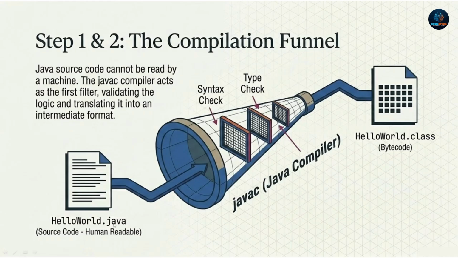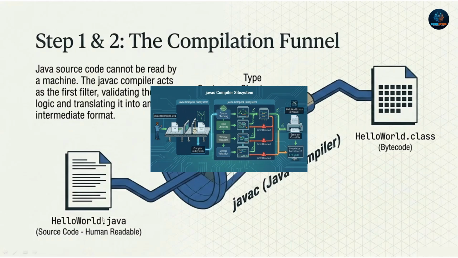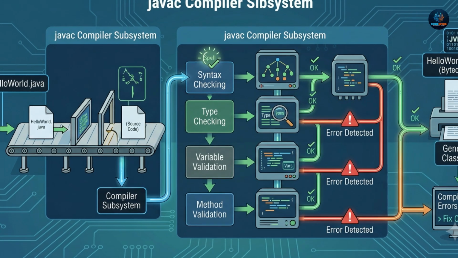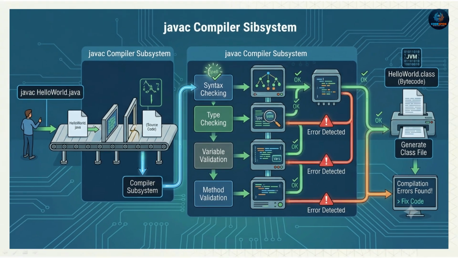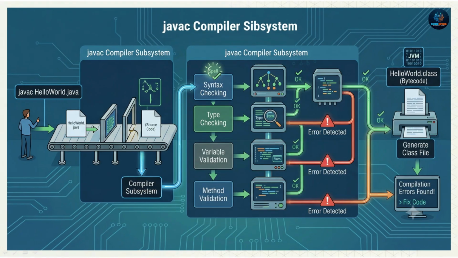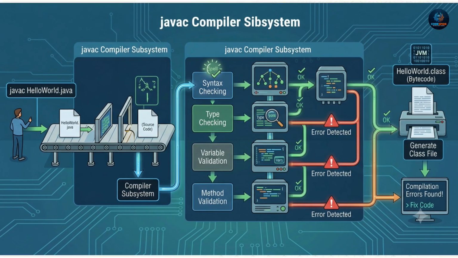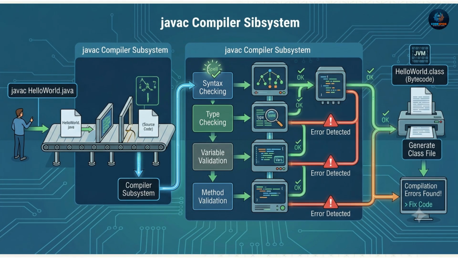When we execute our source code HelloWorld.java, we need to write the command javac HelloWorld.java. After entering the command, the compiler performs several checks like syntax checking, type checking, variable validation, method validation. If no error is found, the compiler generates HelloWorld.class. This file contains the complete bytecode.